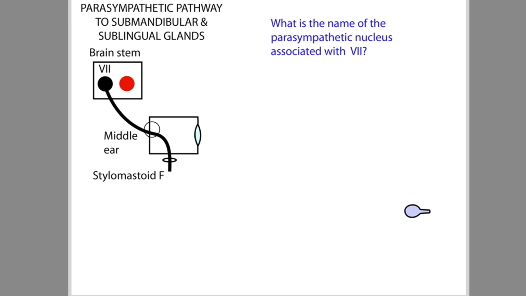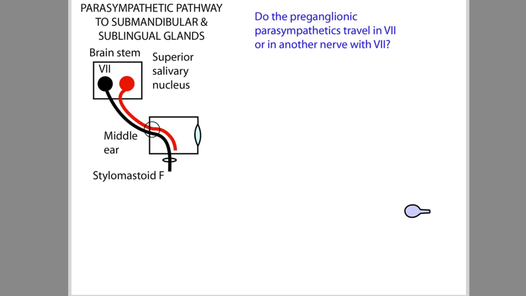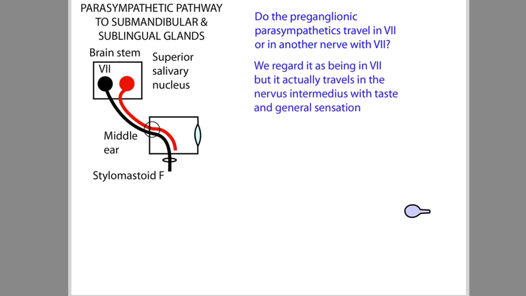And we ask ourselves, what is the name of the parasympathetic nucleus associated with the facial nerve? It is the superior salivary nucleus, and we're showing it here as a red dot alongside the 7th nucleus. Do the parasympathetic fibres travel in 7 or in another nerve associated with 7? And although we do regard the chorda tympani as a branch of 7, it actually travels in the nervus intermedius with the taste and general sensation.